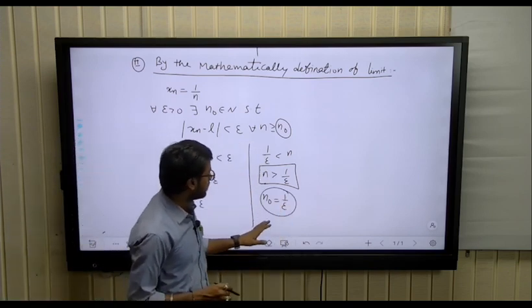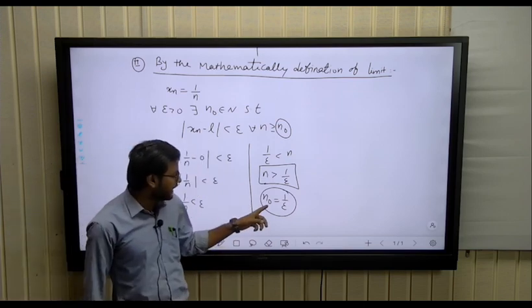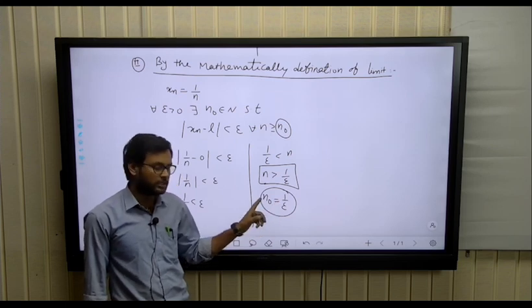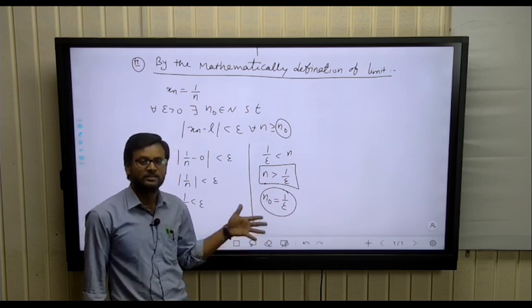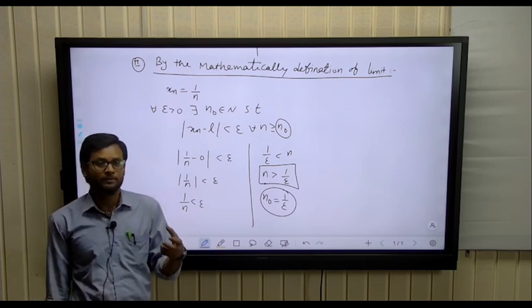So here, for the limit of a sequence, we find the value of n naught. If the value of n naught is finite, that is, n naught exists, then we say that the sequence has a limit.